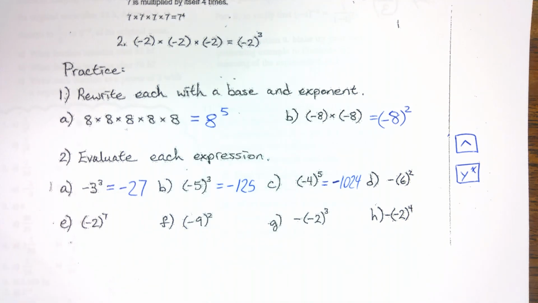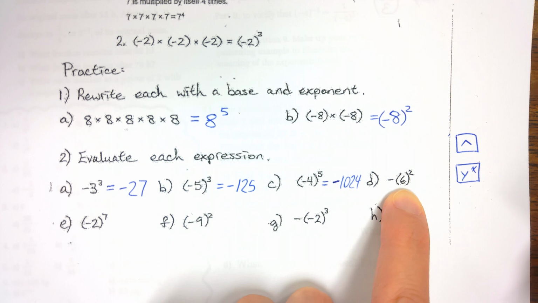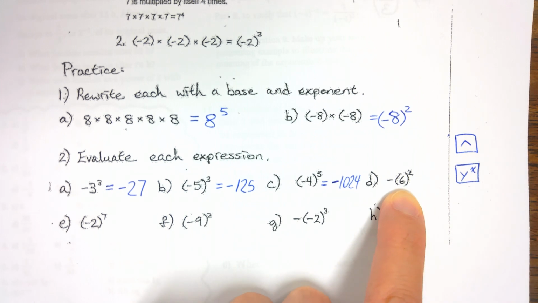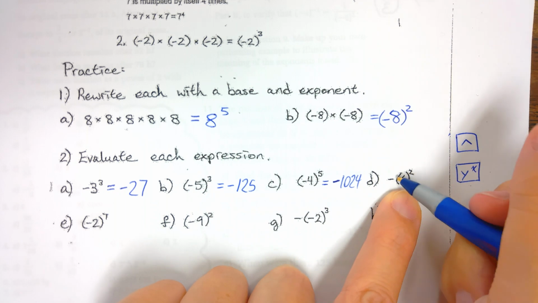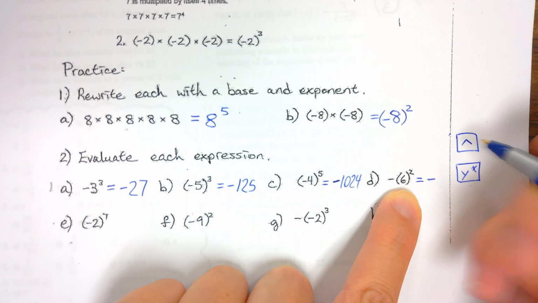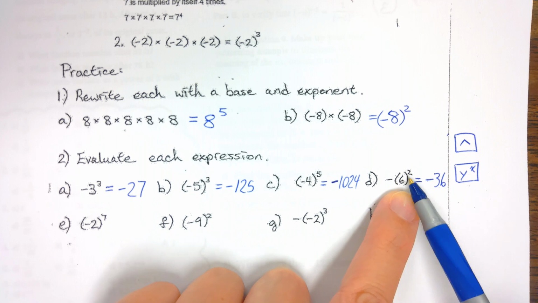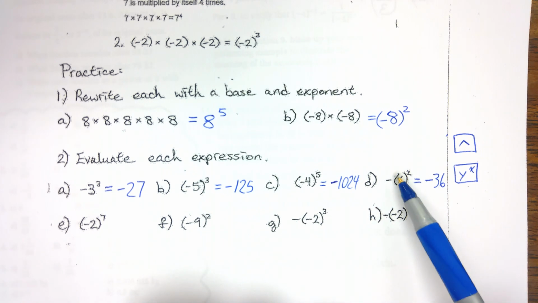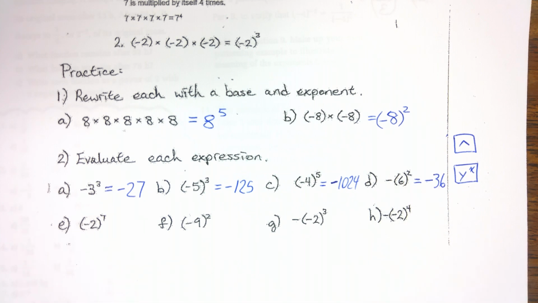What about this one? Negative, bracket 6 bracket, squared. Is this positive or negative? Those who say positive? Those who say negative? Good, because the negative is outside. So it's negative 6 times 6, which gives you negative 36. The key to this part of the lesson is making sure whether the negative sign is inside the bracket or outside the bracket.